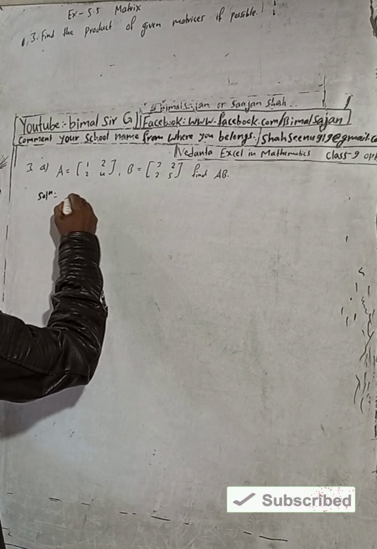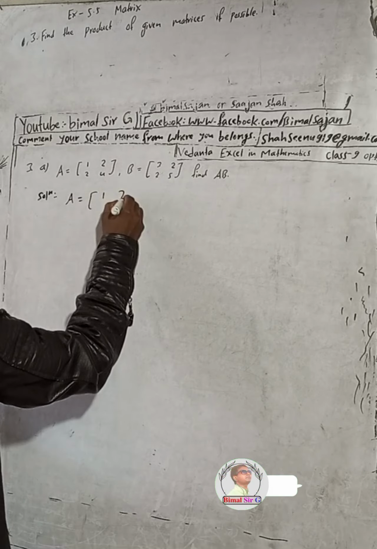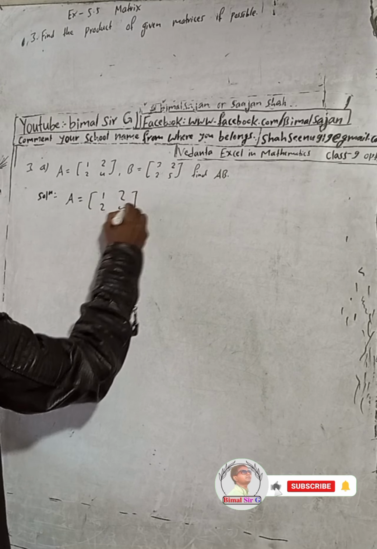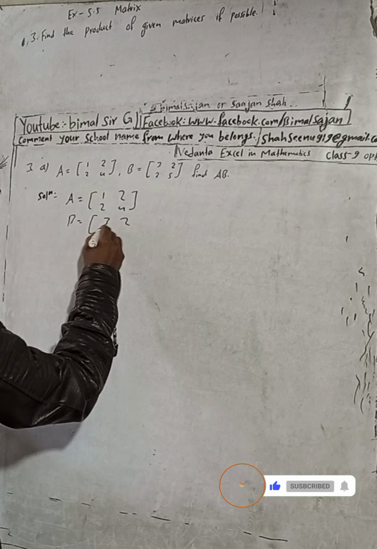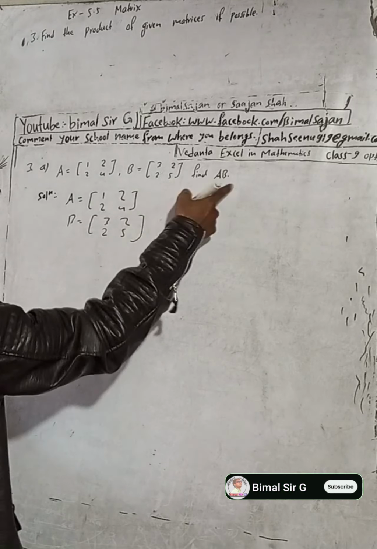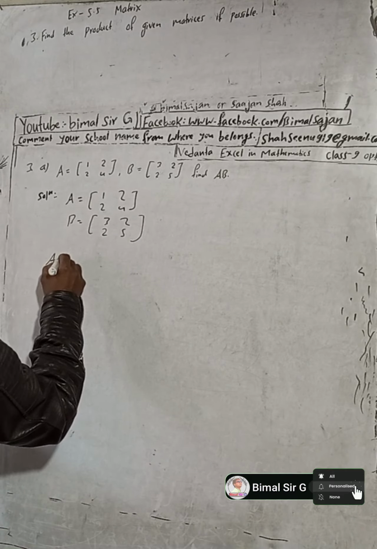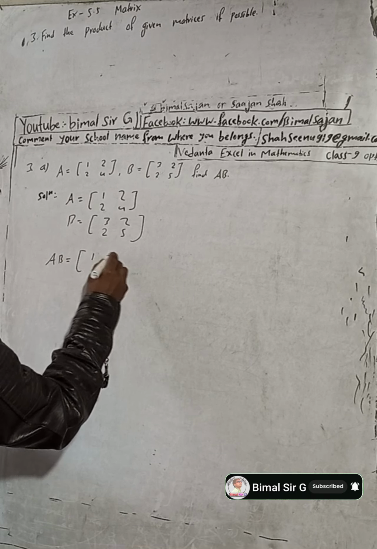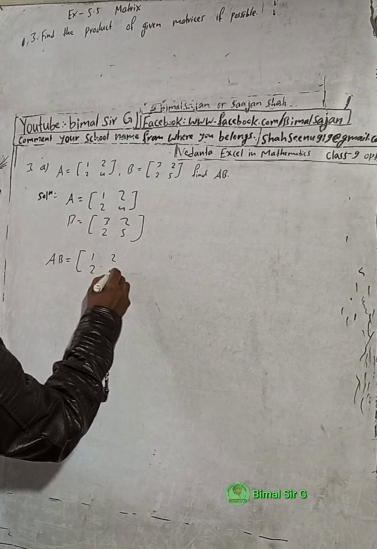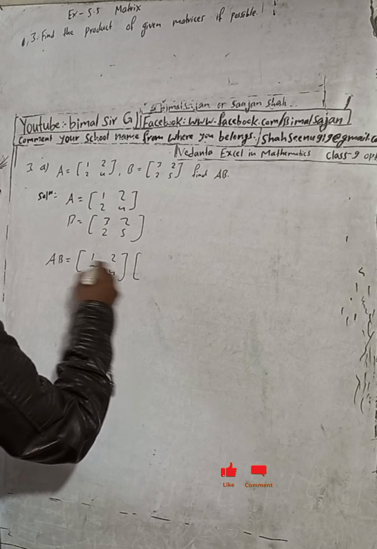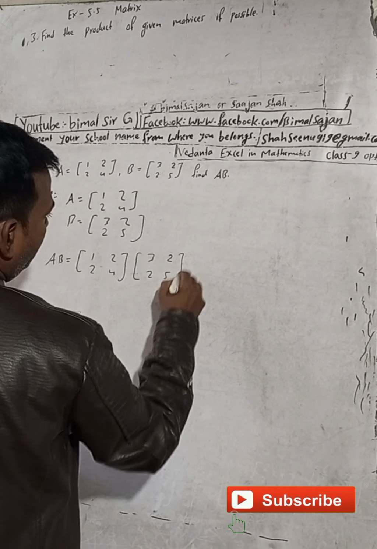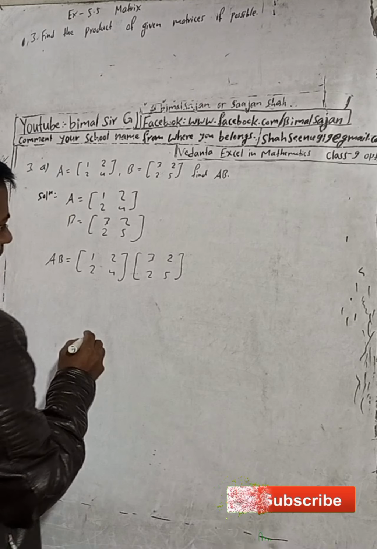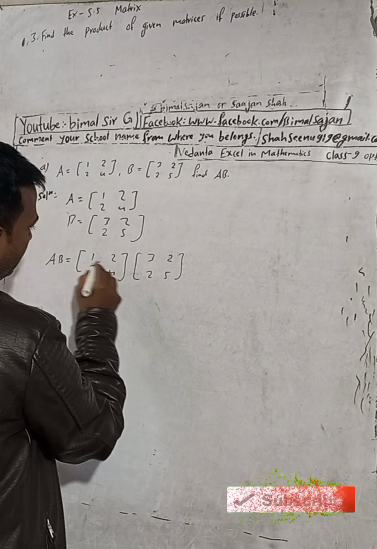It is given A is equal to [1, 2; 2, 4], B is equal to [3, 2; 2, 5]. We have to find AB. So AB is equal to [1, 2; 2, 4] times [3, 2; 2, 5]. Okay, what we do here? We have to multiply this part.